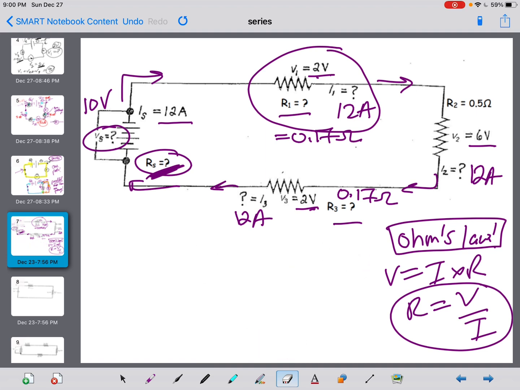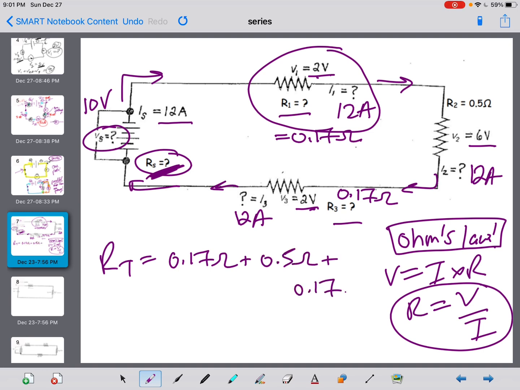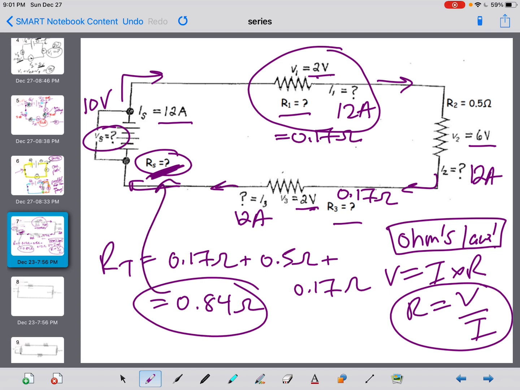Okay, so our total is going to be our 0.17 ohms plus 0.5 ohms plus 0.17 ohms. So 0.17 plus 0.5 plus 0.17, we have 0.84 ohms. That's our missing value here, or S, same thing.